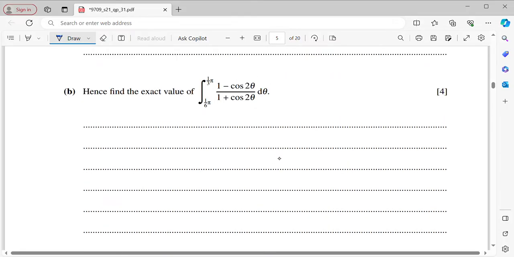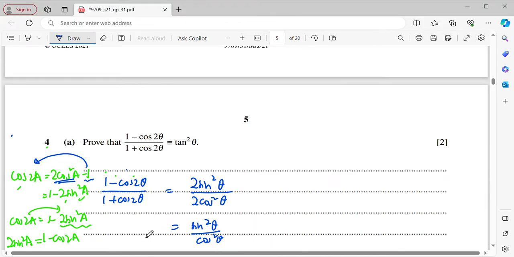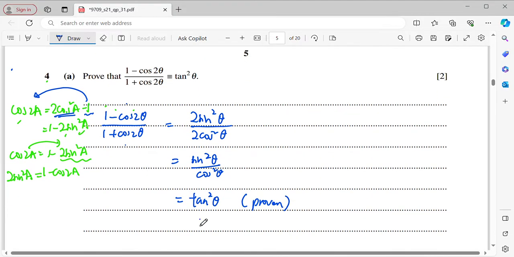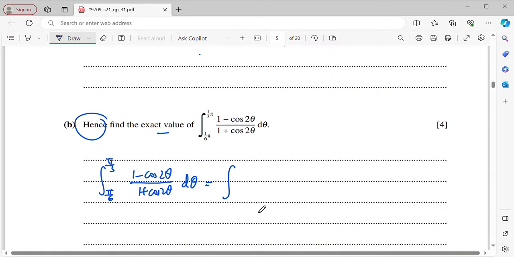Now B, hence find the exact value of this integration. Because hence means that you have to use the previous working. So now integration from pi over 6 to pi over 3 of 1 minus cos 2 theta over 1 plus cos 2 theta. Refer back to the previous: 1 minus cos over 1 plus cos will be tangent squared theta. So now I have to integrate tangent squared theta from pi over 6 to pi over 3.